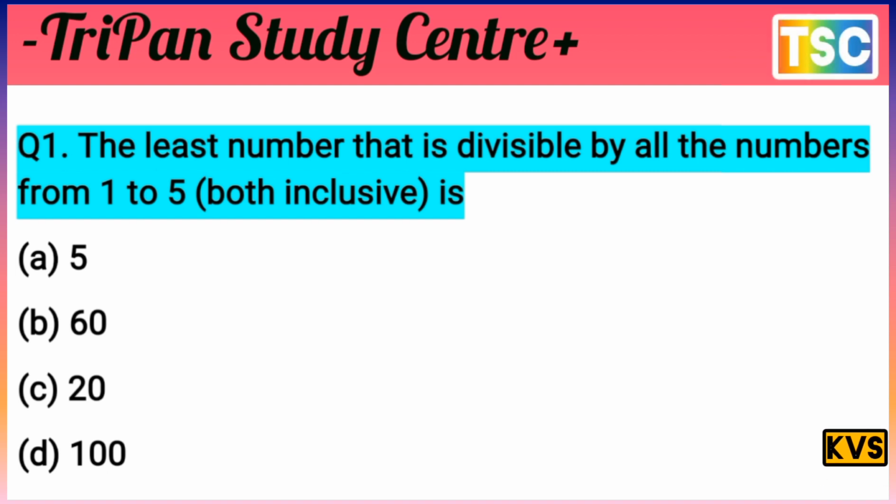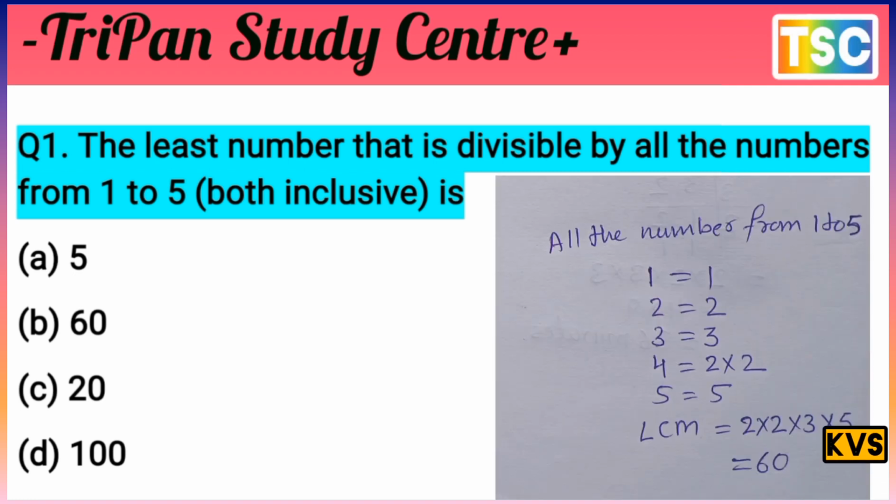Come on, test your knowledge first of all. I give you a few seconds to solve this question. You must have thought of your answer. Let's see what the answer to this question is. The least number that is divisible by all the numbers from 1 to 5, both inclusive, is. That's clear. The solution is clear here.